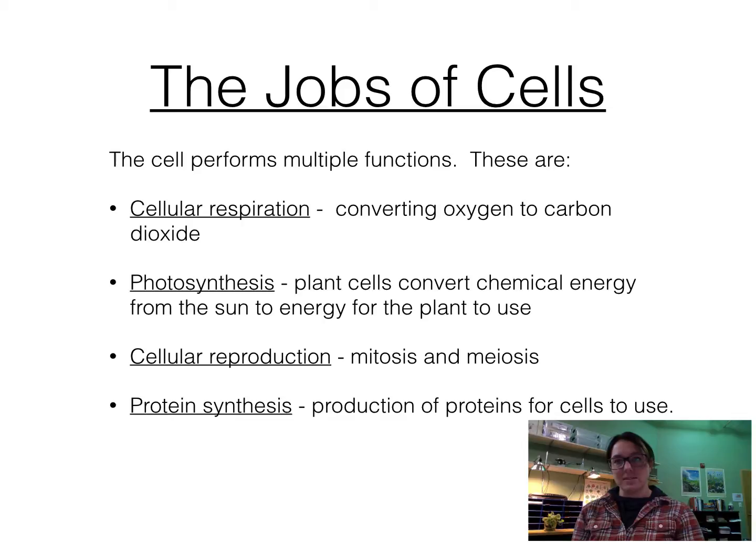Photosynthesis would be when the plant cells convert that chemical energy that they get from the sun into a usable form of energy for the plants to provide food for them. Cellular reproduction would be that idea of mitosis and meiosis, which you may have learned about in a previous biology class, but it's how cells reproduce to create more cells. And then protein synthesis, which is a big part of what cells do, which is producing proteins for your body to use, both inside the cell and outside of the cell. So today when we talk about the different organelles, we're going to really look at how they work together for protein synthesis.